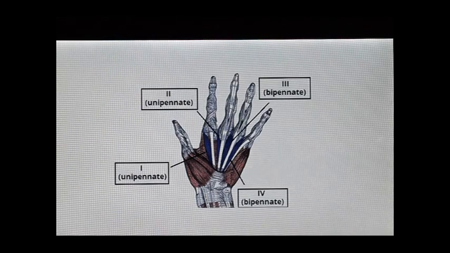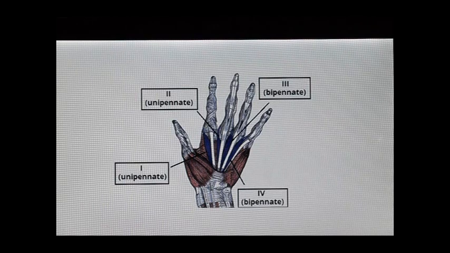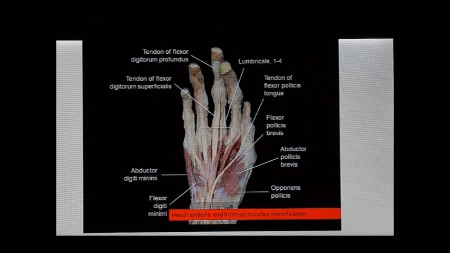This is the picture demonstrating the lumbricals. There are four lumbricals, first, second, third, fourth. They are getting origin from flexor digitorum profundus and get inserted to the dorsal digital expansion, and these four lumbricals help in the flexion of metacarpophalangeal joint and extension of interphalangeal joint.